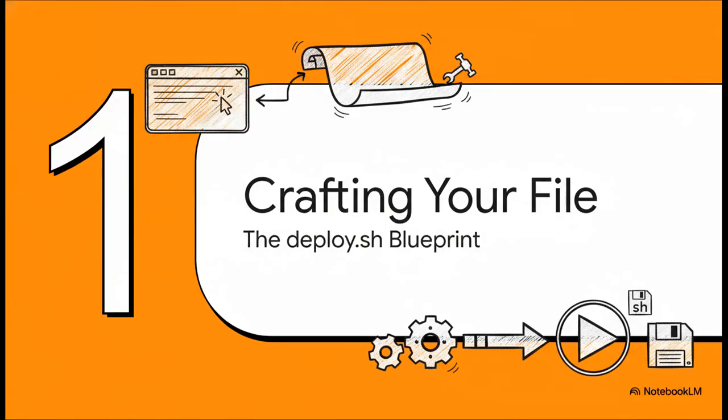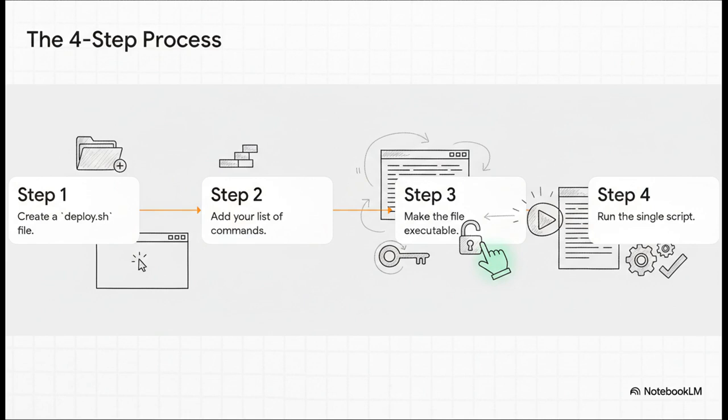Simple, right? Okay, let's get practical. Let's actually build our own little deployment assistant. We're going to create a file. We'll call it deploy.sh, and this is going to be our blueprint for one-command deployments from now on. The whole process is just 4 easy steps. First, you'll create a new file called deploy.sh right in your main Magento folder. Second, you open that file and just paste in that sequence of commands we just talked about. Third, and this is a really important step, you have to make the file executable. And finally, you just run it.